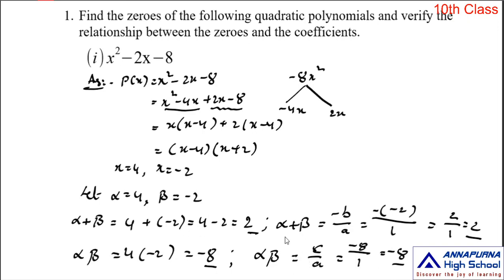That means in this quadratic polynomial, the relation between the zeros and the coefficients is verified. Here they are satisfied. Sum of the zeros is equal to 2. Here the sum of the zeros is equal to 2. Product of the zeros is equal to minus 8. Here the product of the zeros is equal to minus 8. Hence the relation is verified.